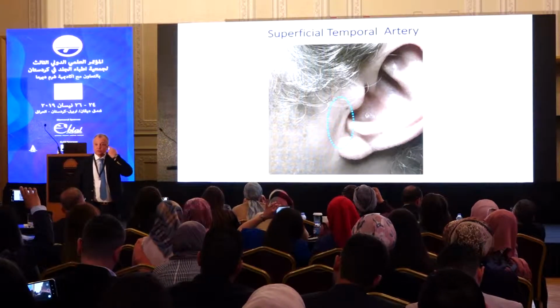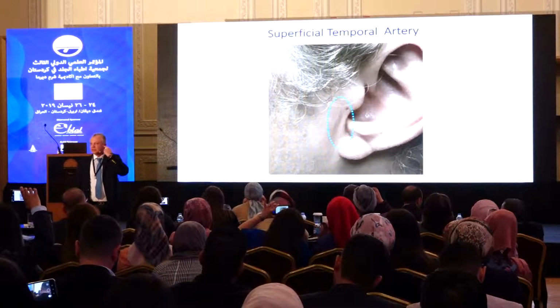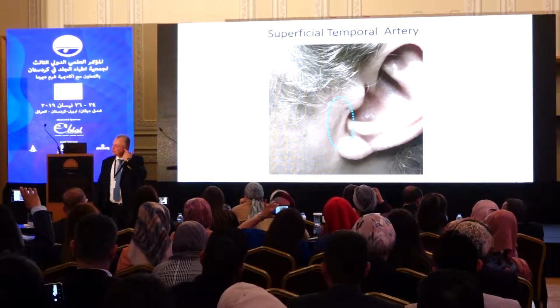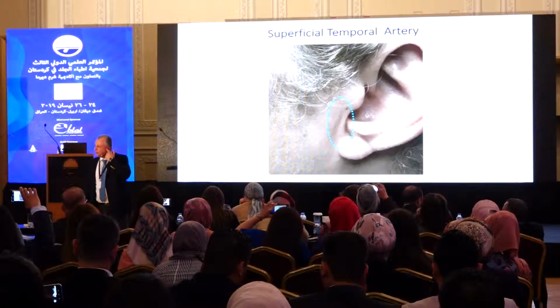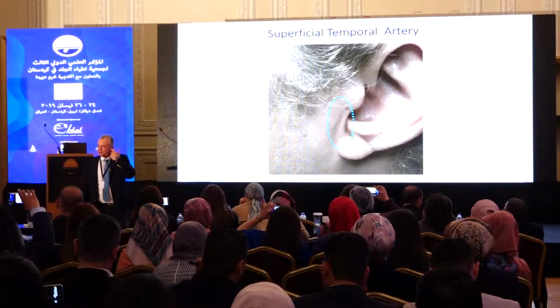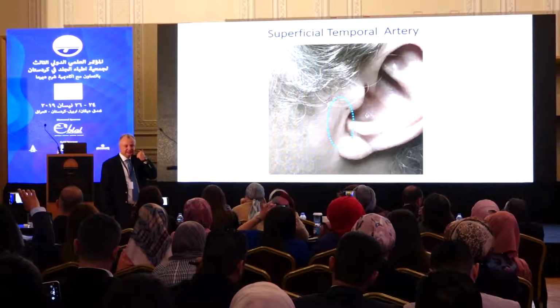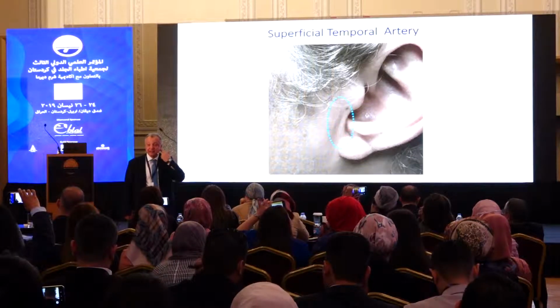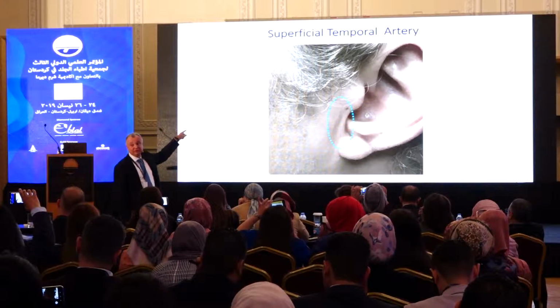So now, if someone looks at his colleague, you will find just in front of the tragus, in many people, a very vertical crease. We call it the preauricular crease. This preauricular crease is the course of the superficial temporal artery.